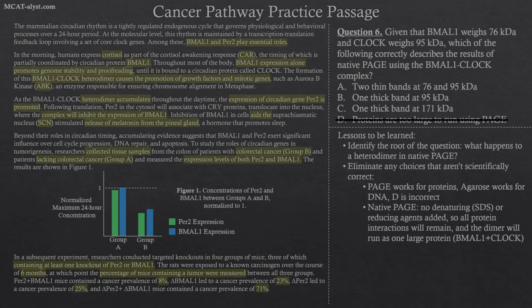So because of that, all we have to do is just add the two weights together, and C is going to be our answer. If this were reducing SDS page, then the answer would be A, but it's not. It's native page, so the answer is C.